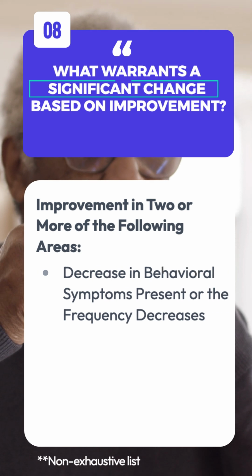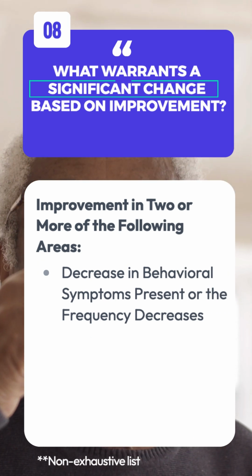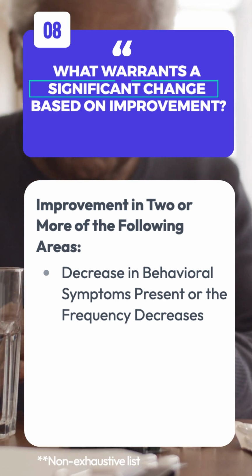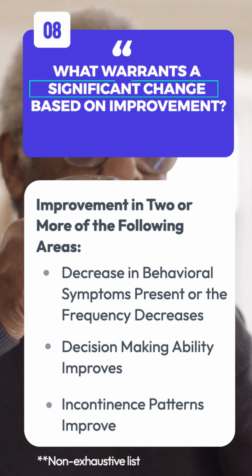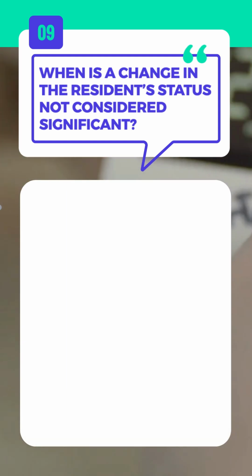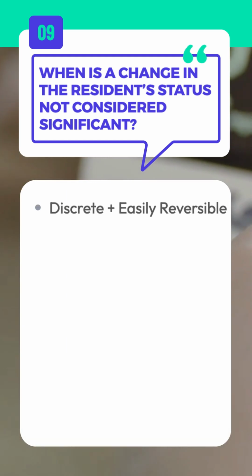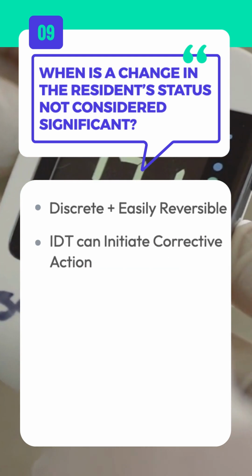A decrease in the number of areas where behavioral symptoms are coded as being present or the frequency of a symptom decreases. A resident's decision-making ability improves, or a resident's incontinence patterns improve. When is a change in the resident's status not considered significant? Discrete and easily reversible causes documented in the resident's record and for which the IDT can initiate corrective action.